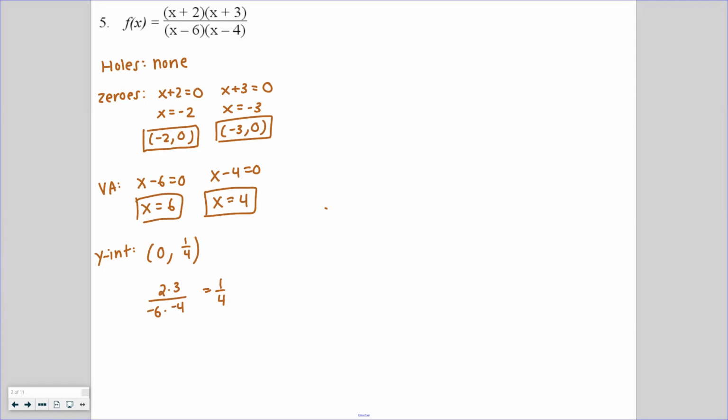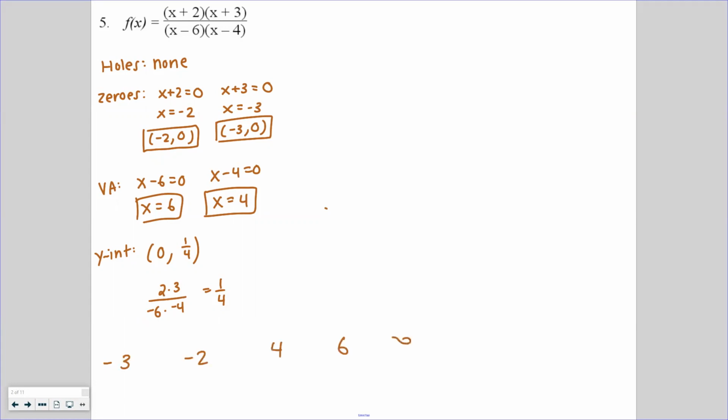Okay, let's go to the sign chart. Two things go into the sign chart: those critical points come from the zeros and the vertical asymptotes. And remember, we're going to line the sign chart up like a number line, smallest to biggest, zeros and vertical asymptotes. We've got two of each in this example. The smallest number is -3, -2, 4, and then 6.